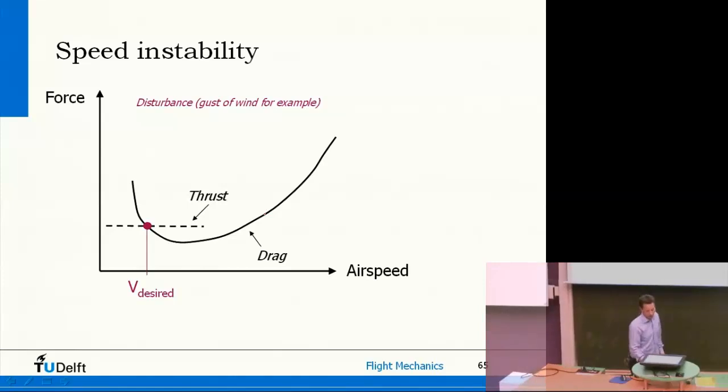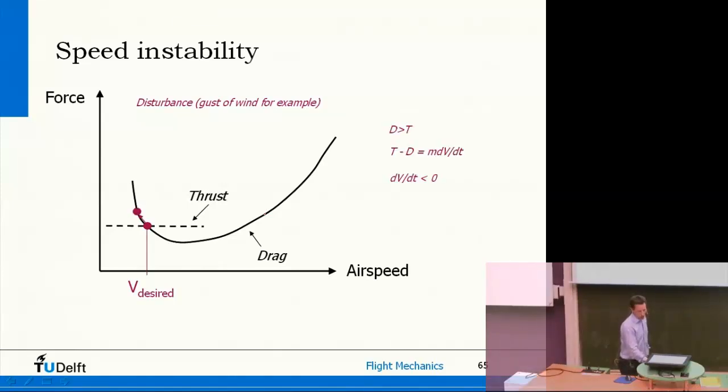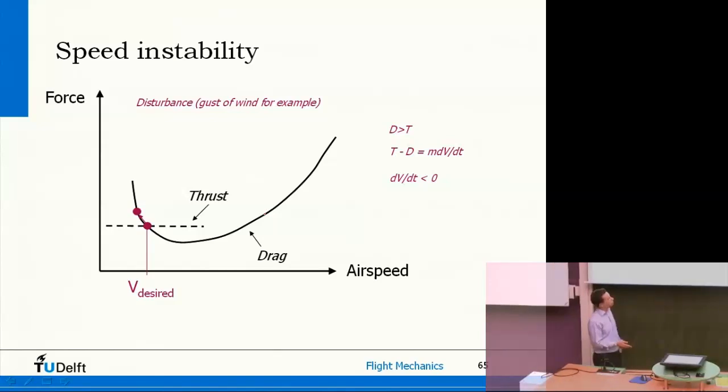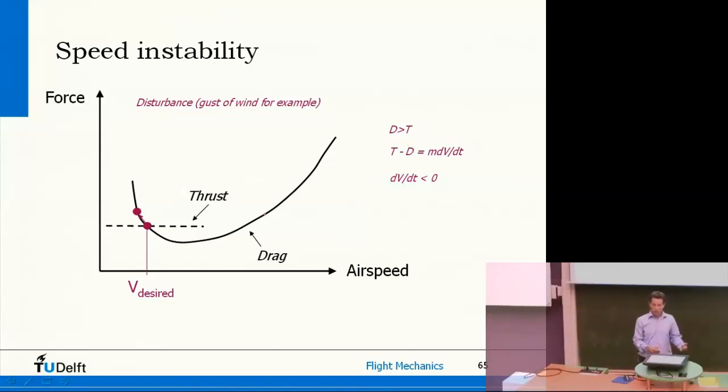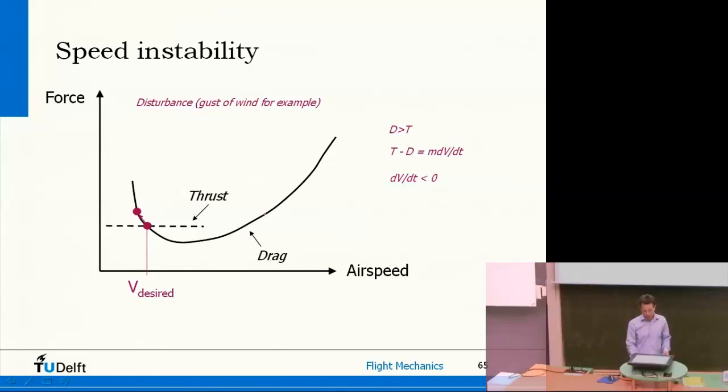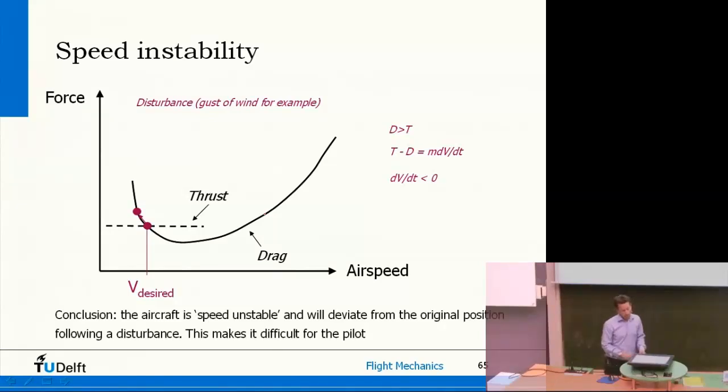Mainly. Then, if drag is larger than thrust, of course, you will start to decelerate. More aerodynamic drag than thrust, deceleration. So, due to disturbance, we decelerated slightly, and due to the deceleration, you get more drag, and you start to decelerate even more. So, this is what we call speed unstable.